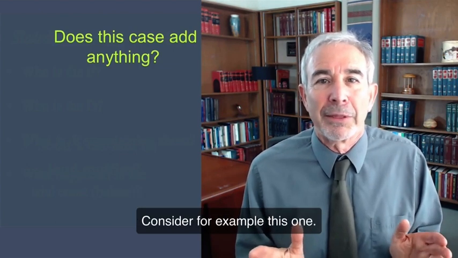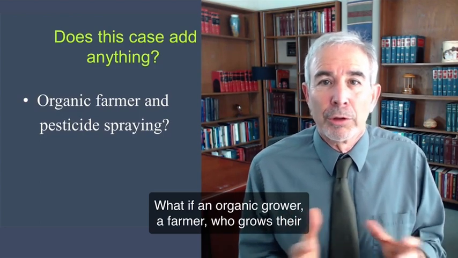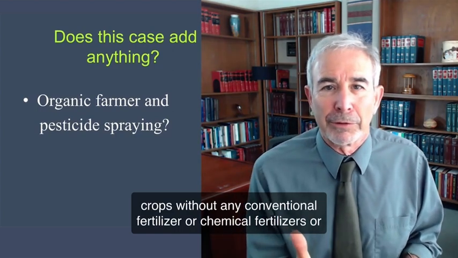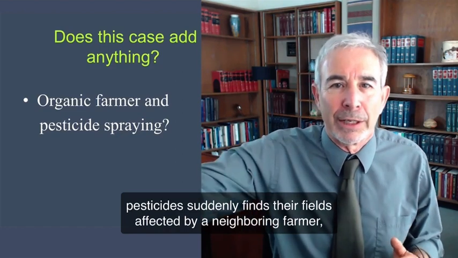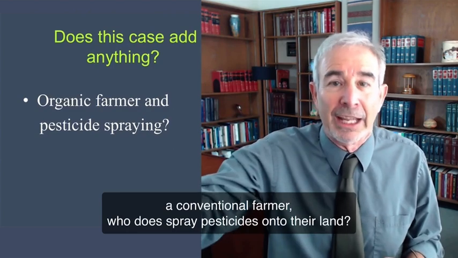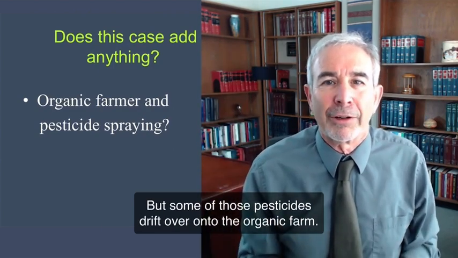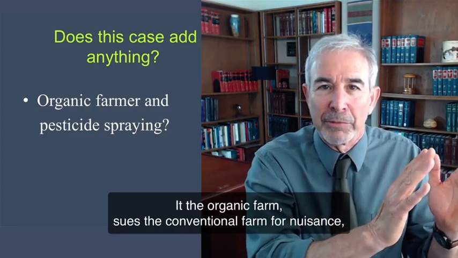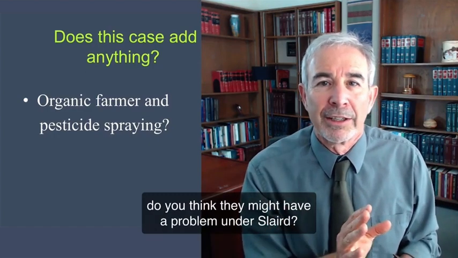Consider, for example, this one. What if an organic grower, a farmer, who grows their crops without any conventional fertilizer or chemical fertilizers or pesticides, suddenly finds their fields affected by a neighboring farmer, a conventional farmer, who does spray pesticides onto their land. But some of those pesticides drift over onto the organic farm. If the organic farm sues the conventional farm for nuisance, do you think they might have a problem under Slaird?